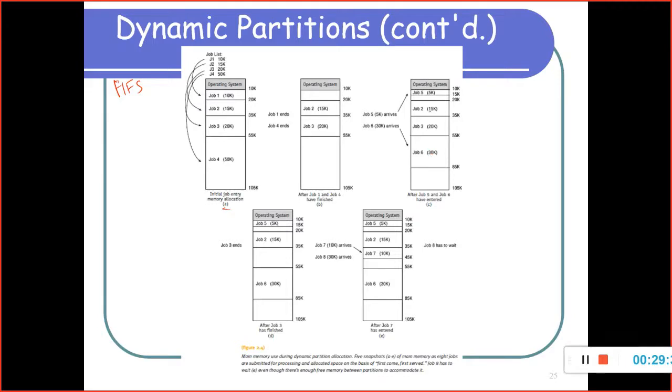Okay, so job 5 is 5K and job 6 is 30K. So the job 1 partition last time was 10K, and the job 4 partition last time was 50K. So this one has 20K unused, and this one has 5K unused.